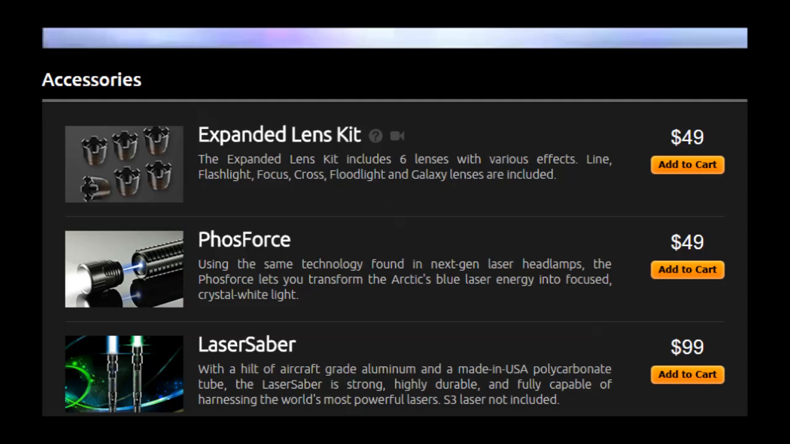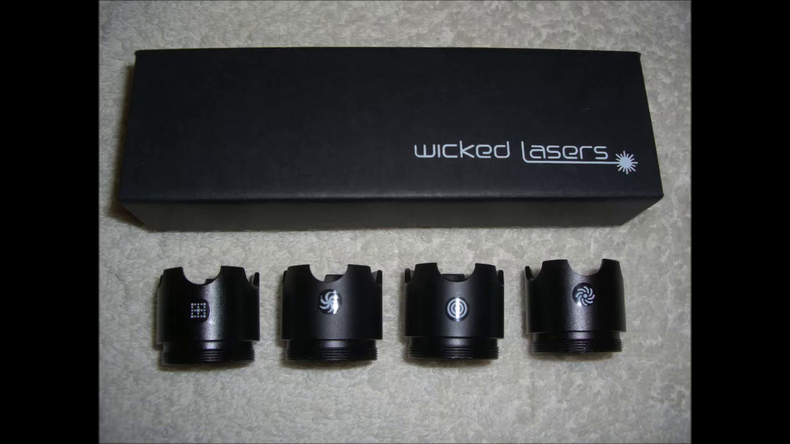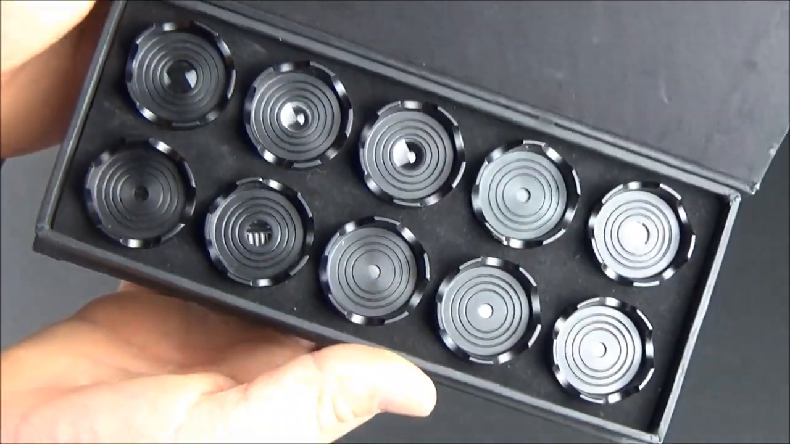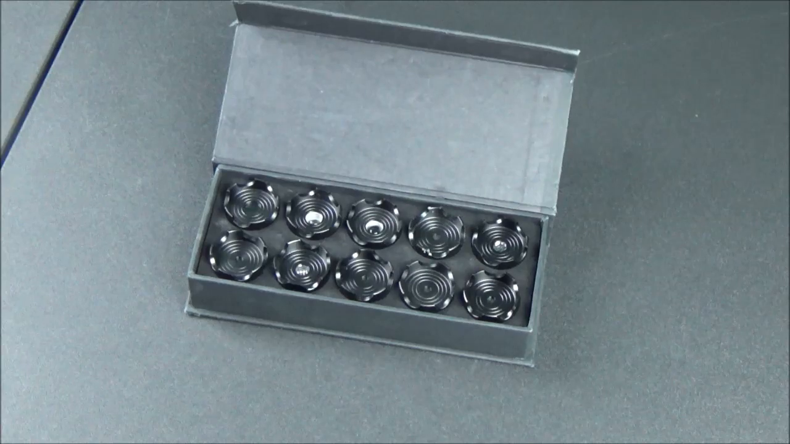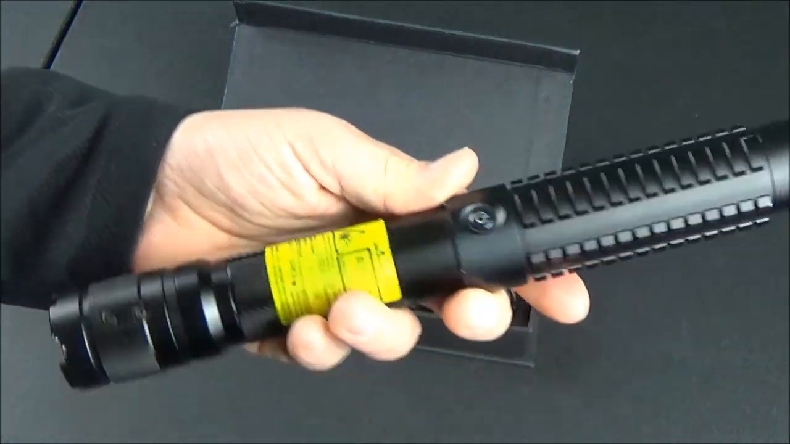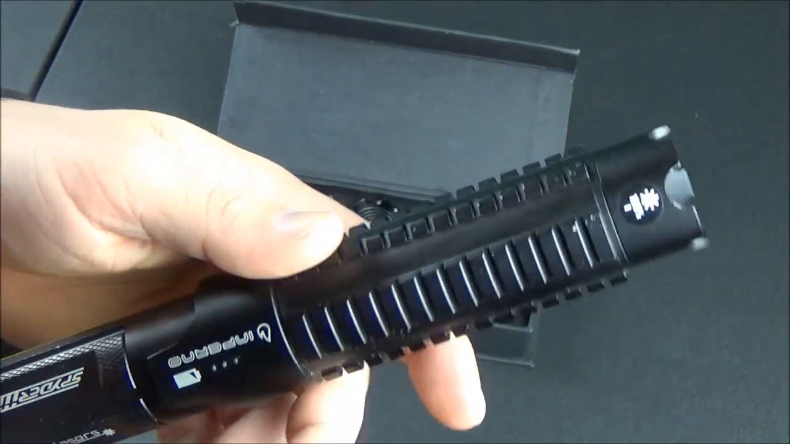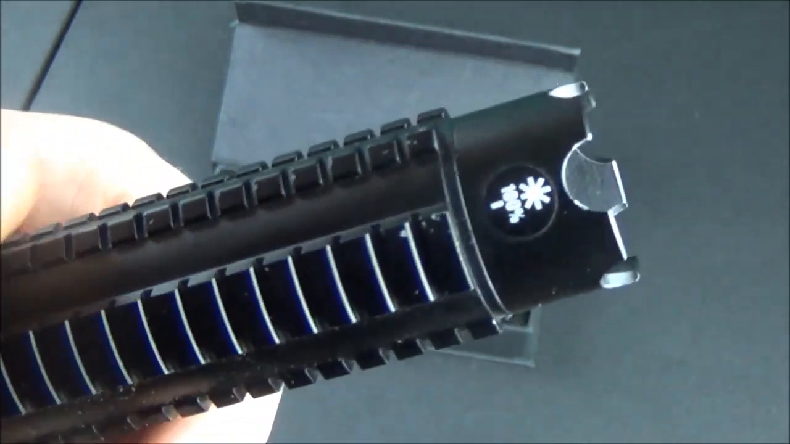That's the one you see most commonly, and it has the important focusing lens, the galaxy lens, the plus and minus sign, the flashlight, and the floodlight. Then for a little bit, they offered what they called the enhanced lens kit, which was 4 little additional lenses, the ones you see right here, with some cool little spiral effects. They didn't offer them that long, and then for a short period, they also offered one large 10-piece lens kit, which is what I have right here. The 10-piece kit is both the expanded lens kit, which is 6 pieces, and the enhanced lens kit, which is 4 pieces, all in one box. I'm not sure how much these retailed for when they were originally available, but they are no longer available.